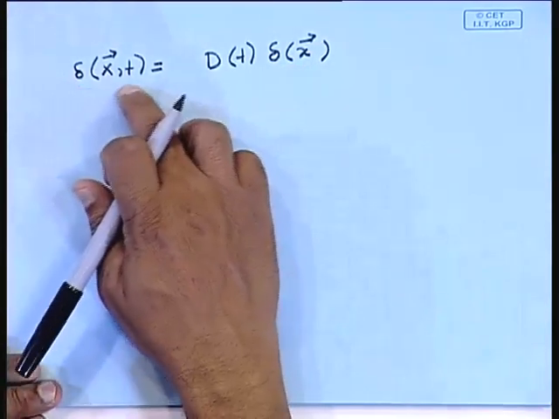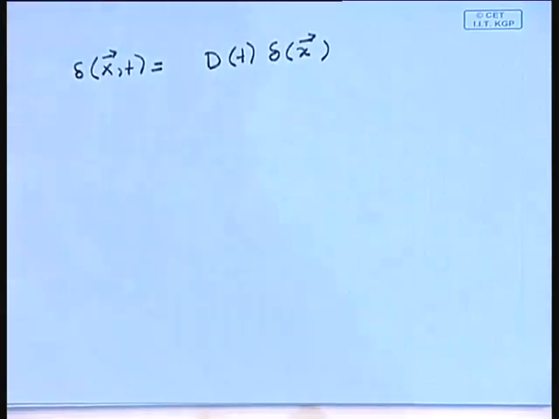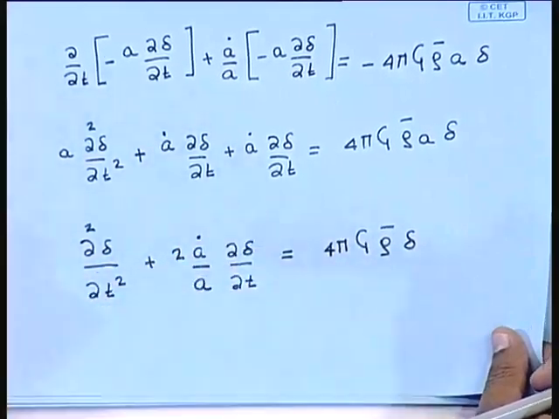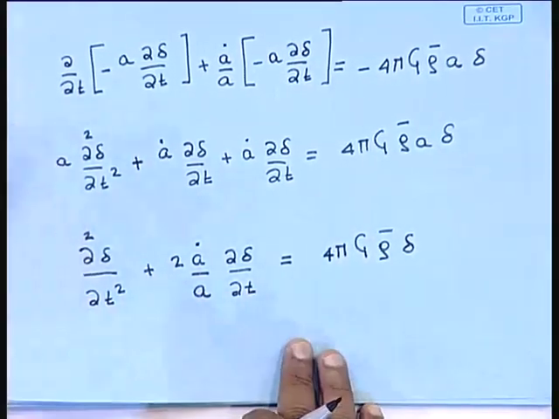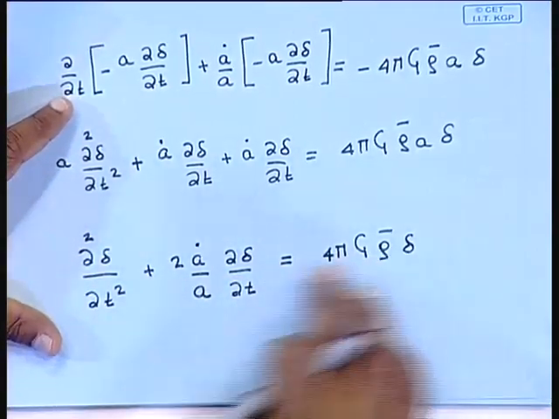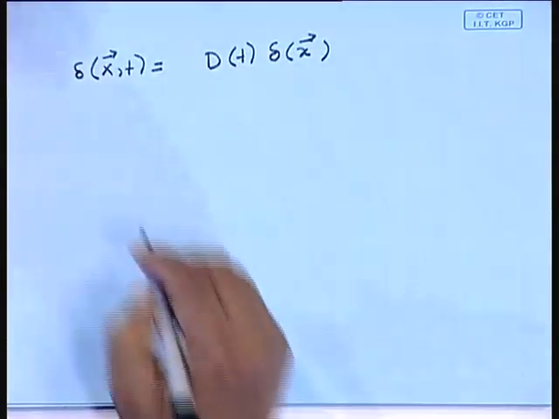So this function of x and t we are decomposing into a function of time and a function of space. If I put this here, so I have done a separation of variables. If I put this here, then the delta x, the spatial part cancels out throughout, and we are led to an ordinary differential equation.